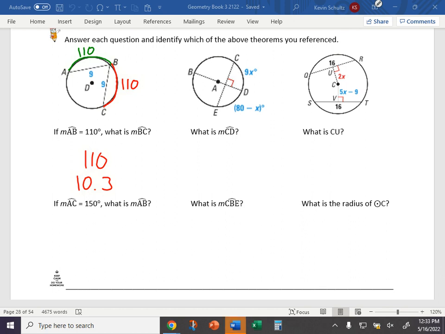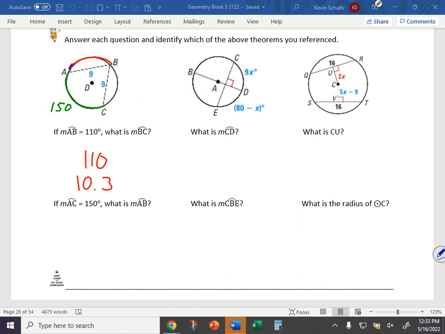Then the second piece here, if the measure of arc AC is 150, so here's what we're given, okay? If this is 150, what is the measure of arc AB? In green is what we're given, in red is what we want to find out. What do you think? Blake? 105. How'd you get that? 360 minus 150.